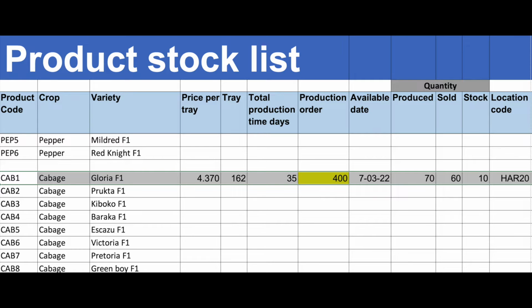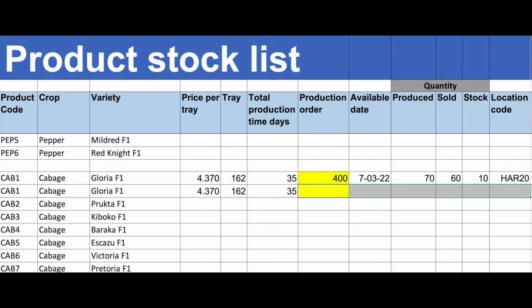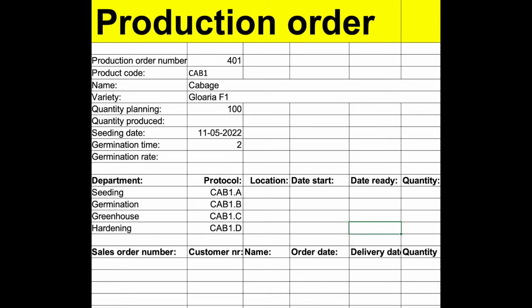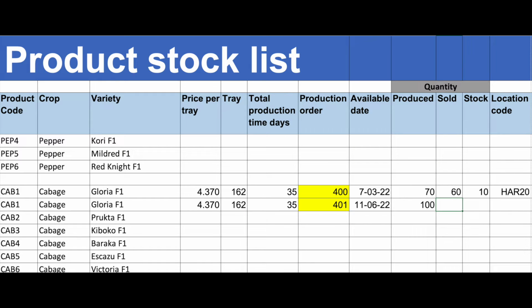The product stock list is checked for products that are almost out of stock. A copy of the product that needs to be produced is added to the list. A production order form is created, starting with a production order number, a product code, and a seeding date. On the stock list, the production order number is added together with the date of availability and quantity.